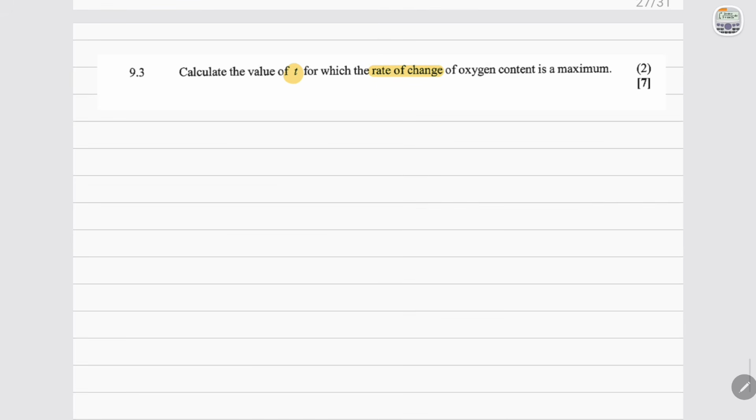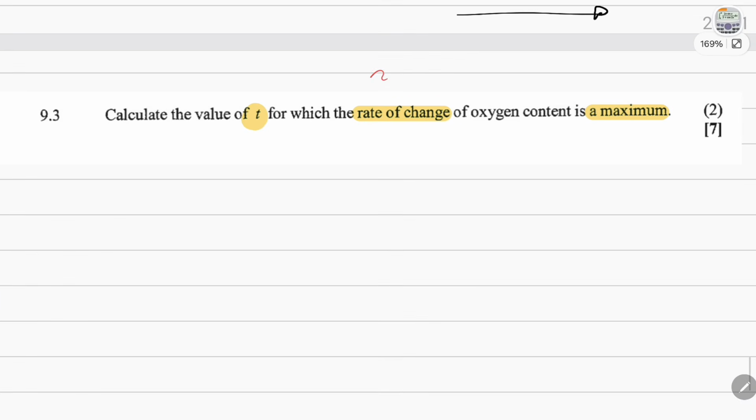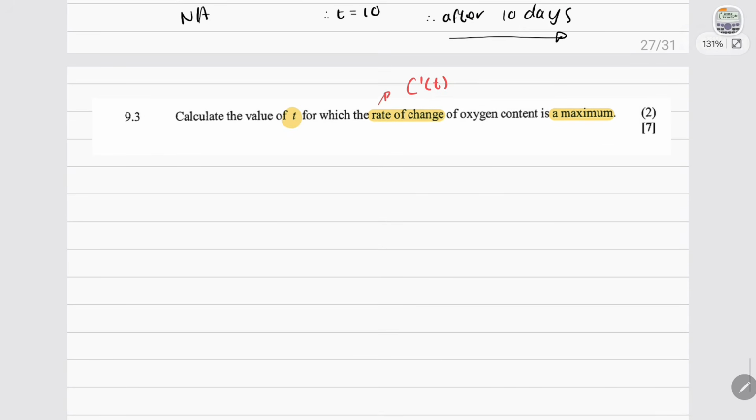Question 9.3 says, calculate the value of T for which the rate of change of oxygen content is a maximum. Okay, so when they refer to rate of change, you can also see this as the gradient, okay? This is the change in oxygen level as the time progresses. So when referring to this rate of change, the function they're referring to is this C prime of T. So we need to find the value of T for which this is going to be a maximum.